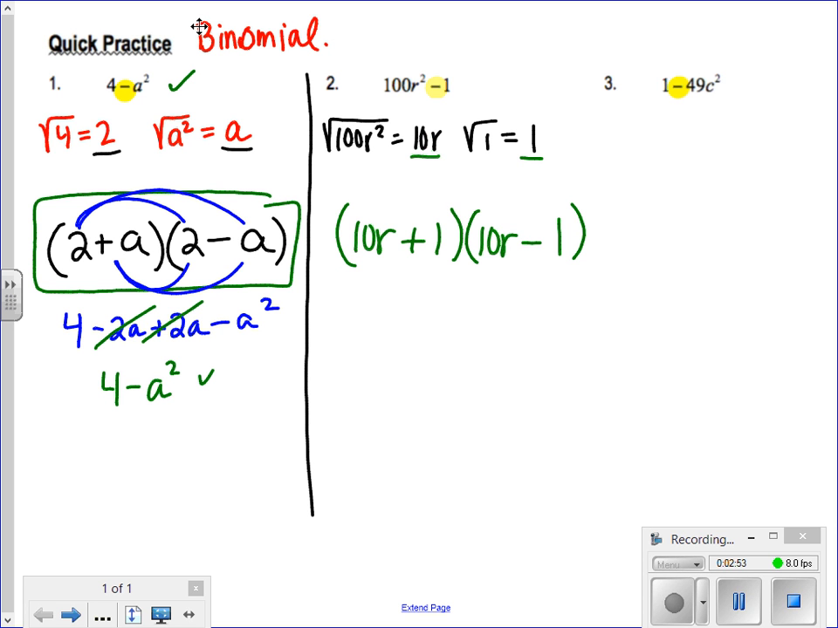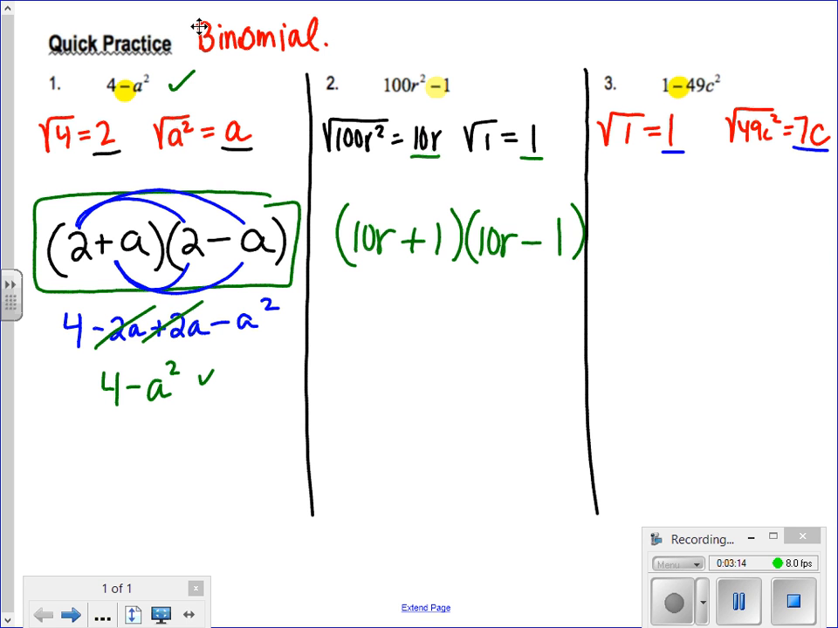All right, finally, number 3. I have a binomial. I have subtraction. Now I need to see if I can take the square root of 1 and the square root of 49c squared. We said the square root of 1 is 1. Square root of 49c squared is 7c. I'm going to take that 1 and the 7c and put it into some parentheses. A 1 in each, 7c in each, a minus and a plus. That's your fully factored form.